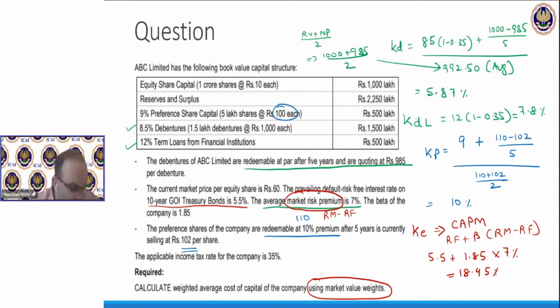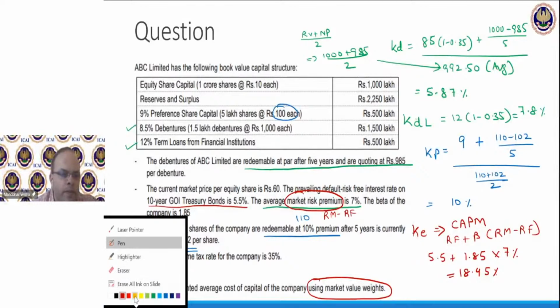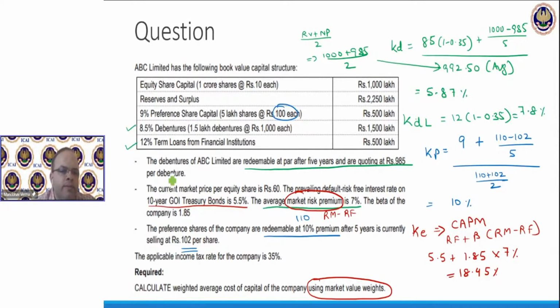I think they've given you the market value of the equity here in the first line. The current market price is 60 here. So what is the market value here? Are we looking at 60 crores? So 1 crore shares, so 1 crore into 60. Or if you want to pick up in lakhs, probably 6,000.